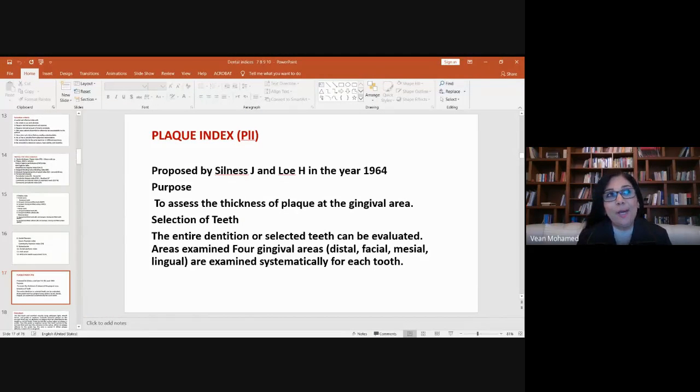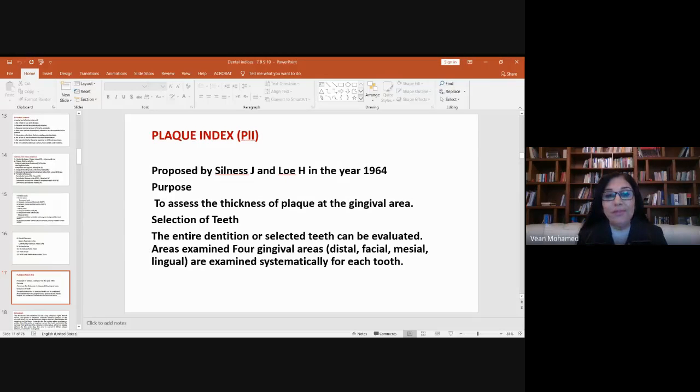It is very simple if you understand the concept. Plaque index was proposed by Silness and Löe, the names of two scientists who proposed using plaque index. It's a very old one, from 1964. So usually when you say plaque index, you have to say plaque index by Silness and Löe in 1964.